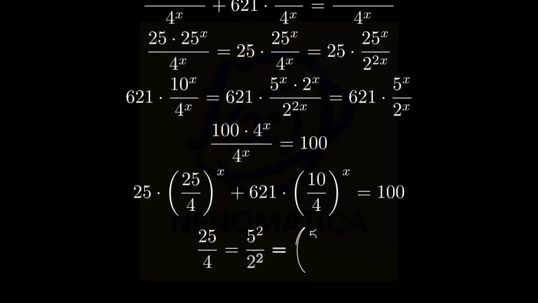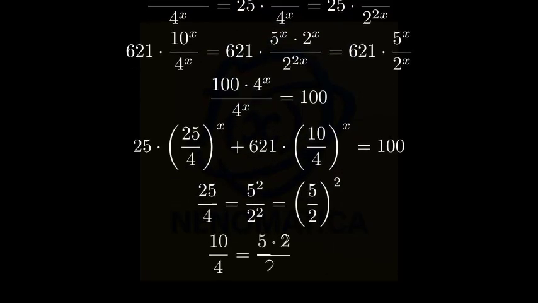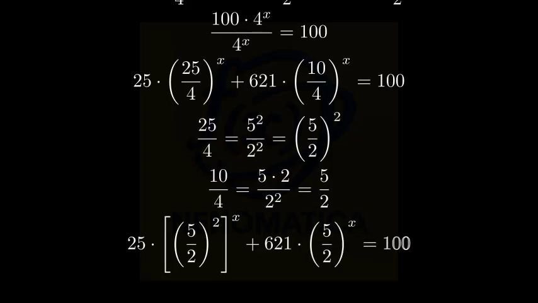Let's simplify the fractions. 25 over 4 equals 5 squared over 2 squared, which equals 5 over 2, quantity squared. And 10 over 4 equals 5 over 2. So our equation becomes 25 times 5 over 2 quantity squared to the power of x, plus 621 times 5 over 2 to the power of x, equals 100.